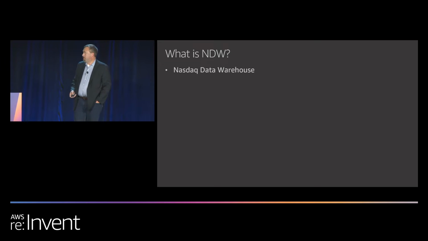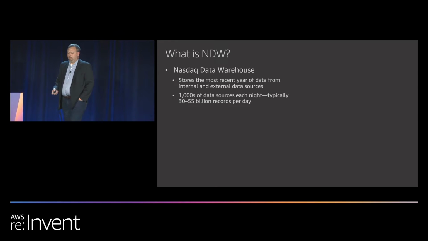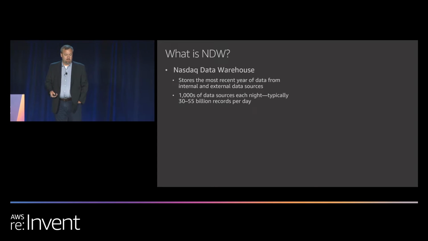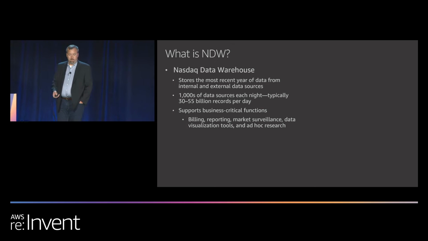Today we're here to talk about the Nasdaq Data Warehouse. The Nasdaq Data Warehouse stores the most recent year of data from thousands of different internal and external sources across our enterprise. On any given night, we typically ingest about 30 billion records, and during times of high market volatility, we've seen that as high as 55 billion records in one day. This data warehouse supports lots of different business critical functions at Nasdaq, such as billing, reporting, surveillance, data visualization and search tools. Our economic research team uses it extensively.